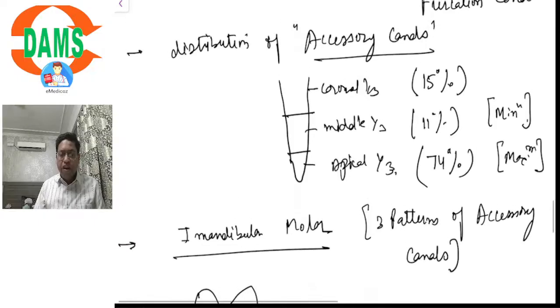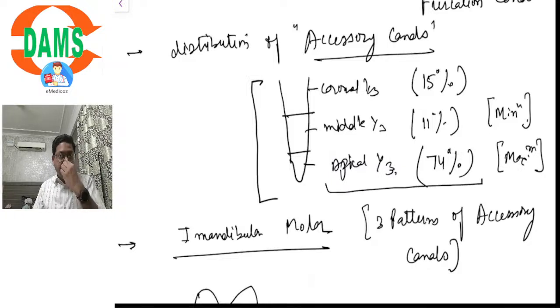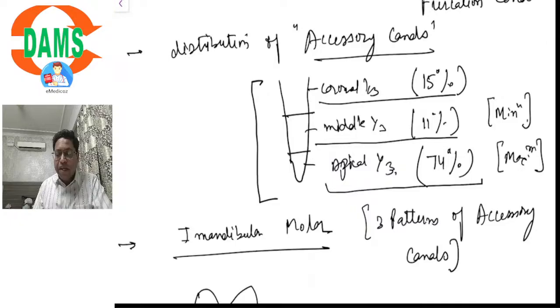Previously, I told you about the distribution of accessory canals. Location: maximum number of accessory canals, 74 to 76%, are present in the apical one third of the root. In the cervical or coronal one third of the root, 15% of the accessory canals are present. And in the middle one third, the minimum number, 11% of the accessory canals, are present. So maximum in the apical one third, minimum in the middle one third of the root, is the distribution of accessory canals.